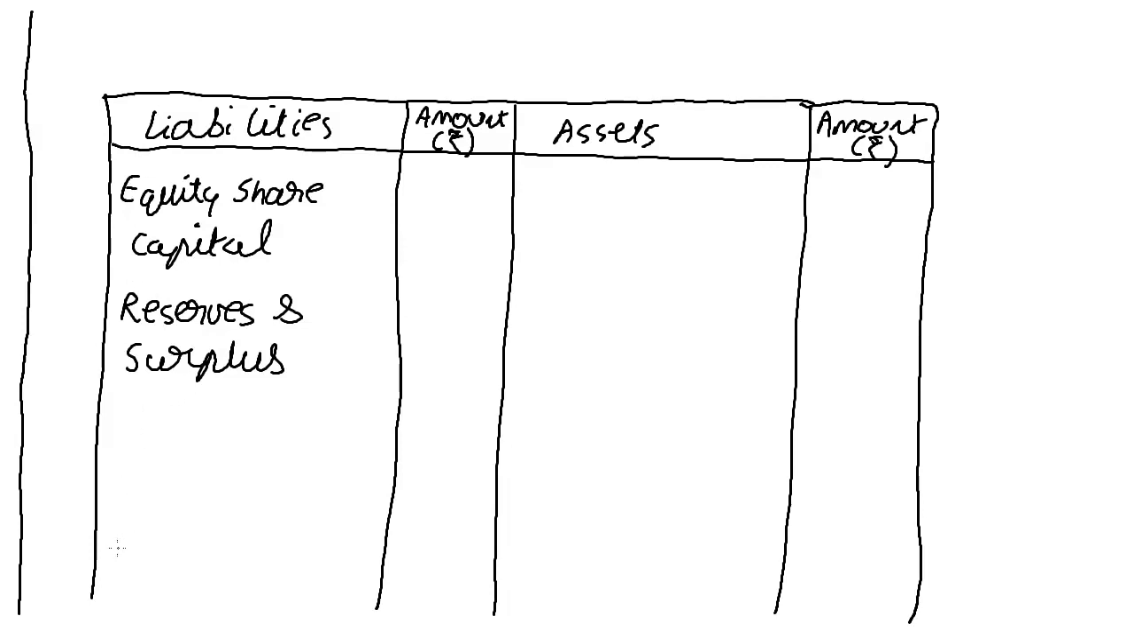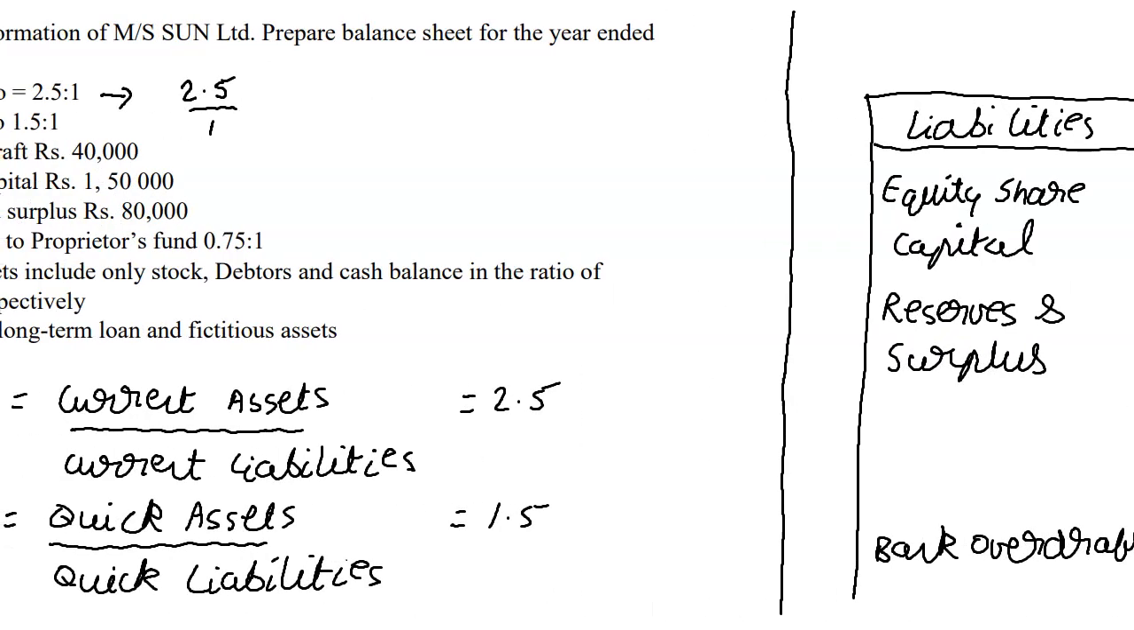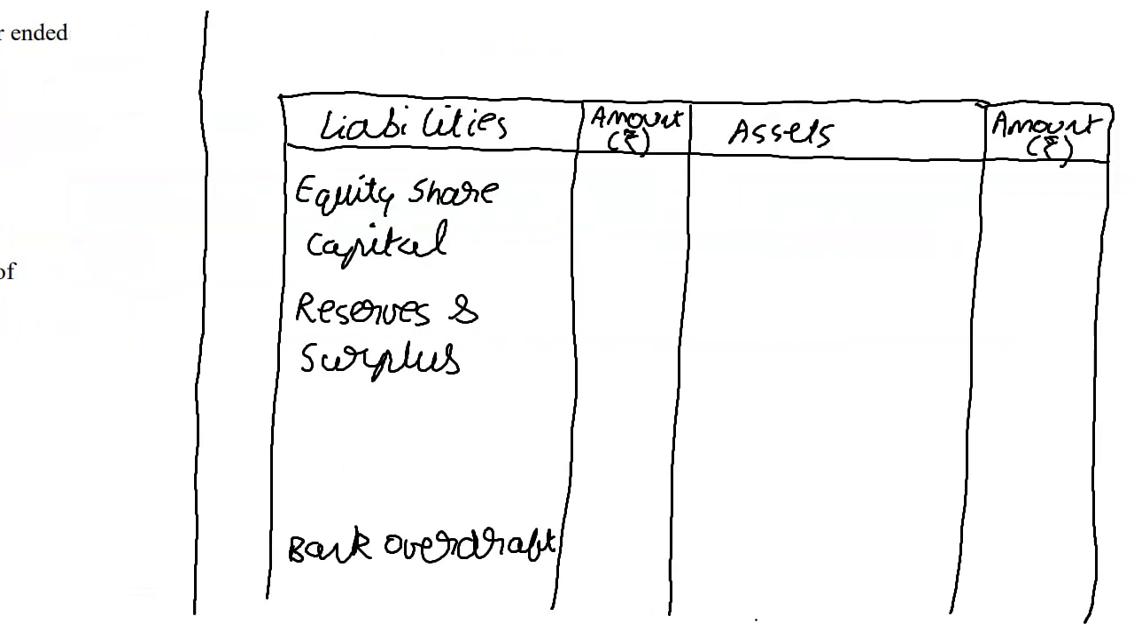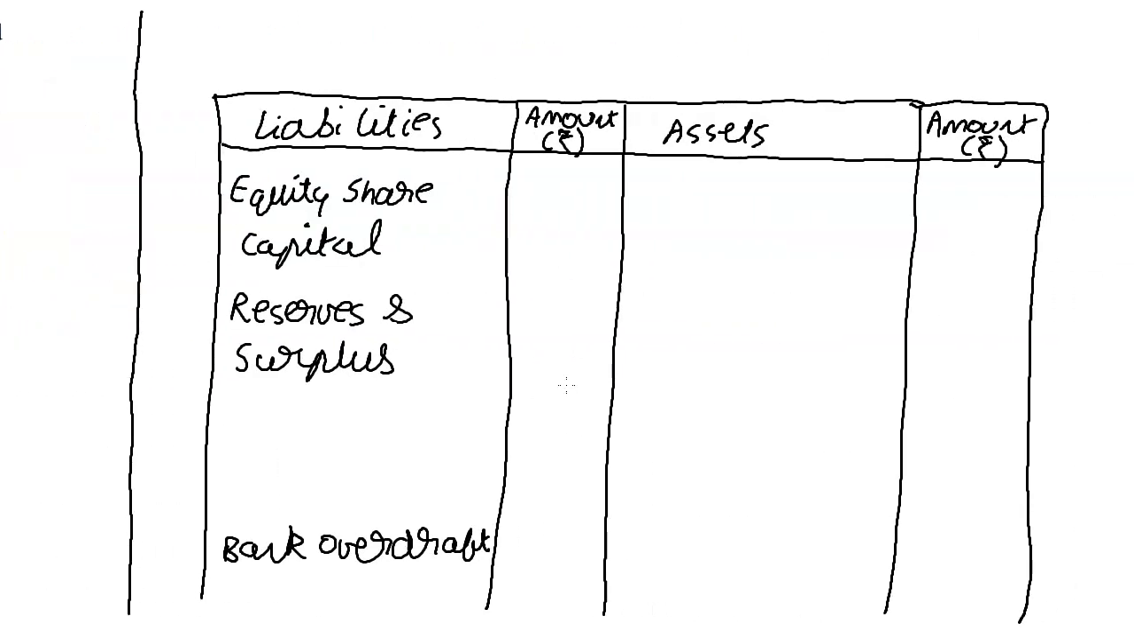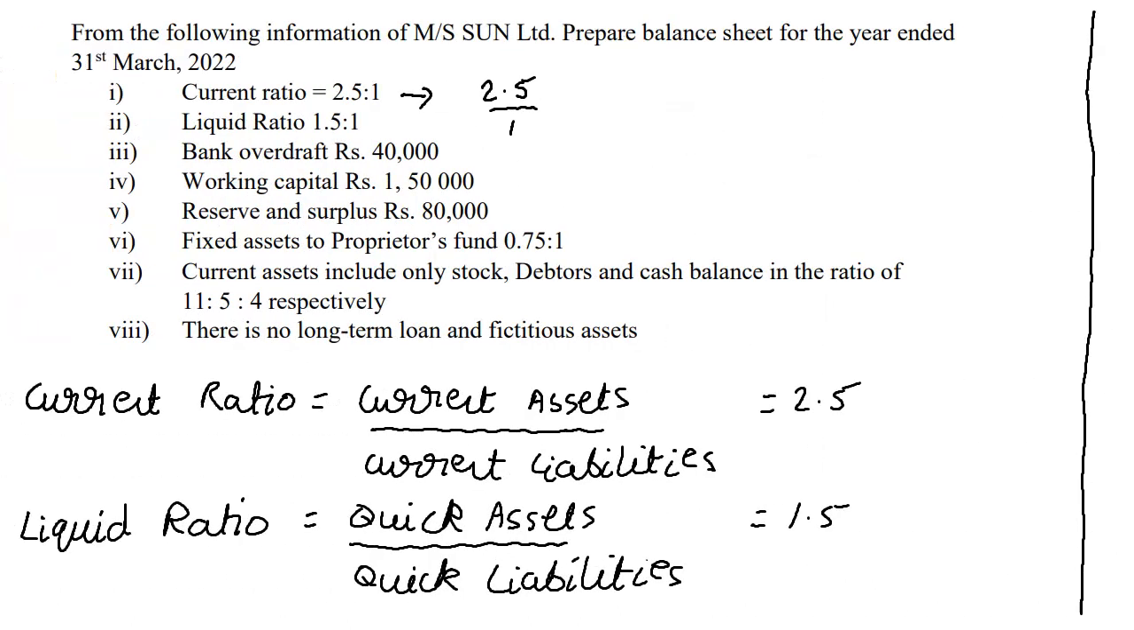For now, I'm just going to go all the way down here and write bank overdraft, and the amount of bank overdraft given to us in the question is 40,000. So I'm just going to write down 40,000. Now, going forward, we've been given the working capital as 1,50,000.